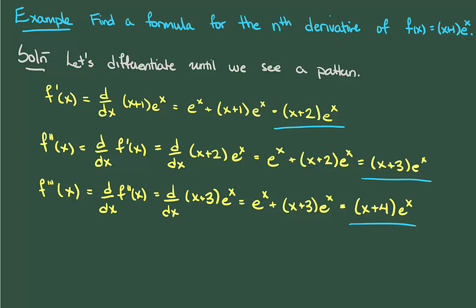The key, though, is to be able to write that pattern in terms of the number of derivatives that we've taken. Notice in the third derivative, we see an x plus 4. And in the second derivative, we see an x plus 3. In the first derivative, an x plus 2. This suggests that the nth derivative should have an x plus n plus 1 term.